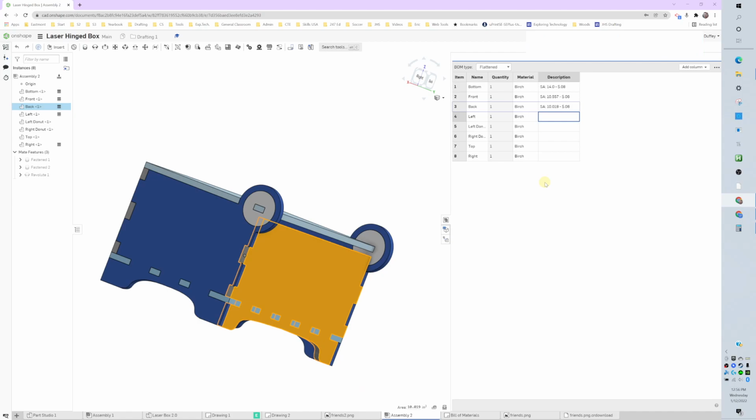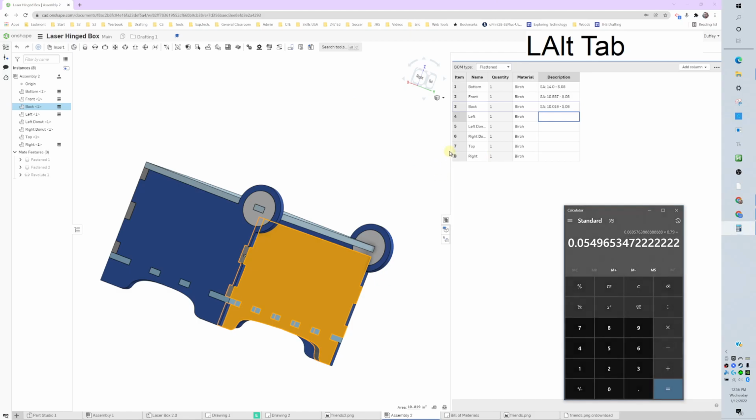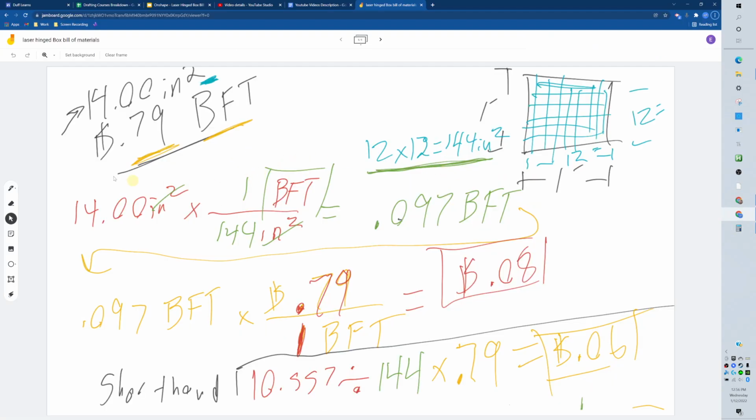All right, so that is the procedure for getting this done correctly. We utilize this equation, understanding that 144 is for one board foot, and then we're using our surface area as we click in Onshape to tell us how big it is. So good luck on it.